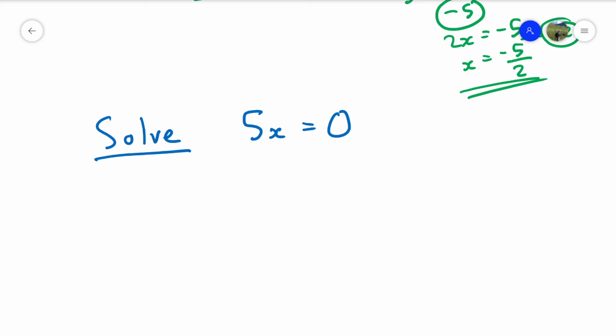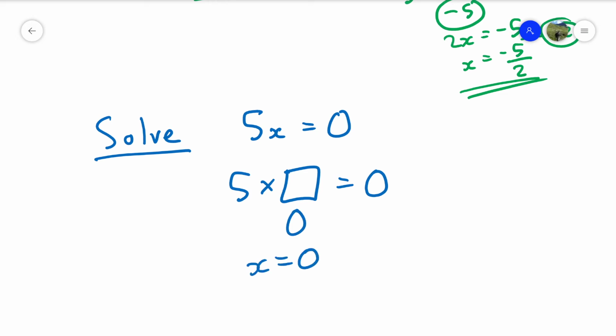Okay, welcome back. I'm going to go and write this with a little box. 5 times something equals 0. But it's not 5 times 1. 5 times 1 is 5. Oh, it's 0. So that means x equals 0. Ta-da. You might have done this by dividing both sides by 5, maybe.